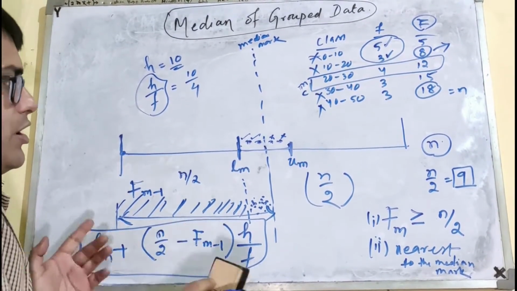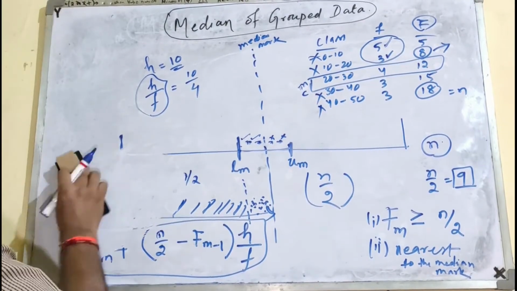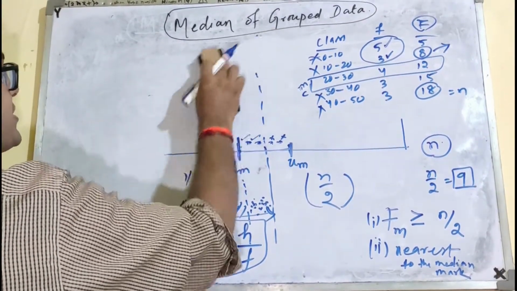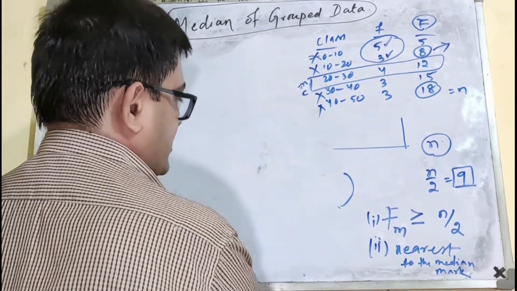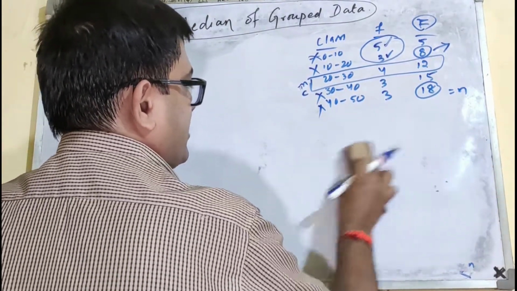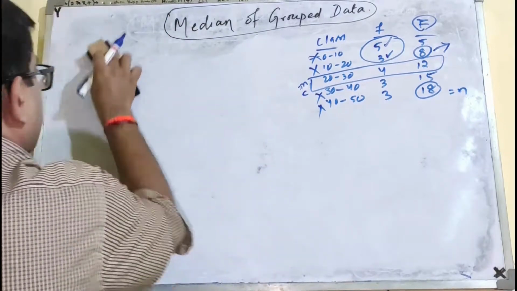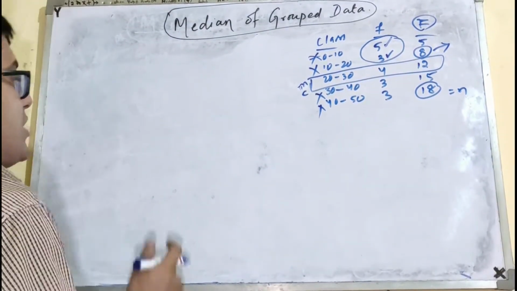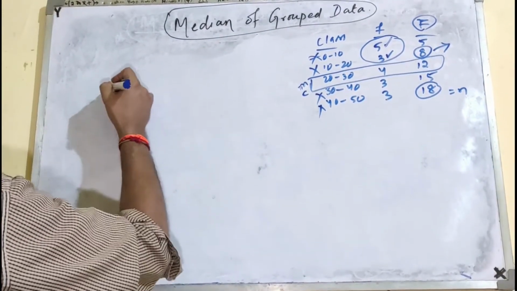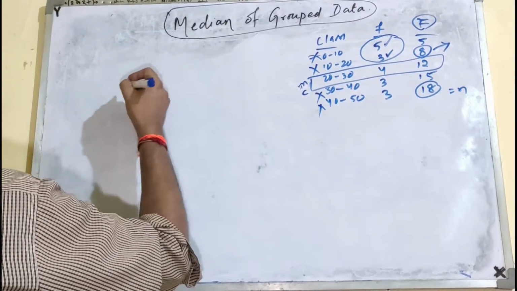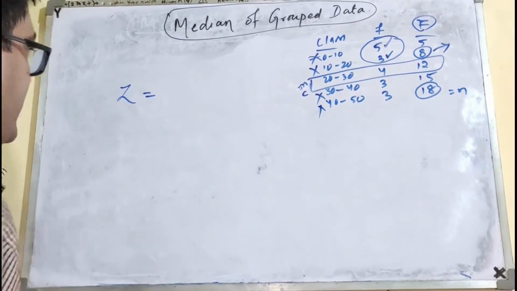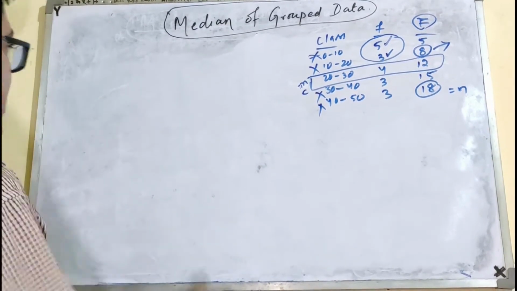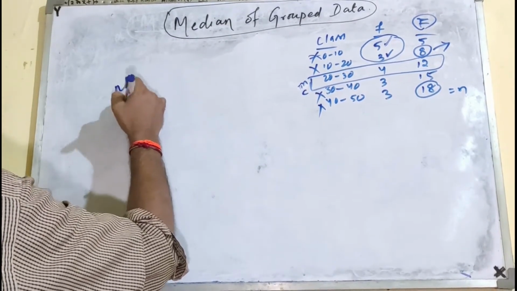Since you've understood the concept of how we get to the median mark, let me just make the board clear so we can write things easily and very neatly. So how do you find the median class? The median of the ungrouped data, let's just call it M. Okay, let us call it the median mark, capital M.